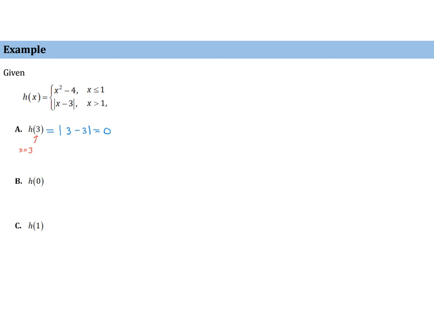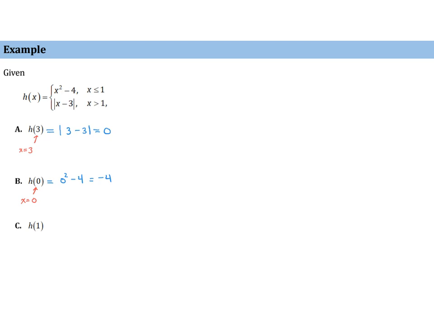In our second part, part B, we have x equals 0. This time, since x is 0, that's less than or equal to 1, so we should use x squared minus 4. So we have 0 squared minus 4 to obtain negative 4 for our y value.